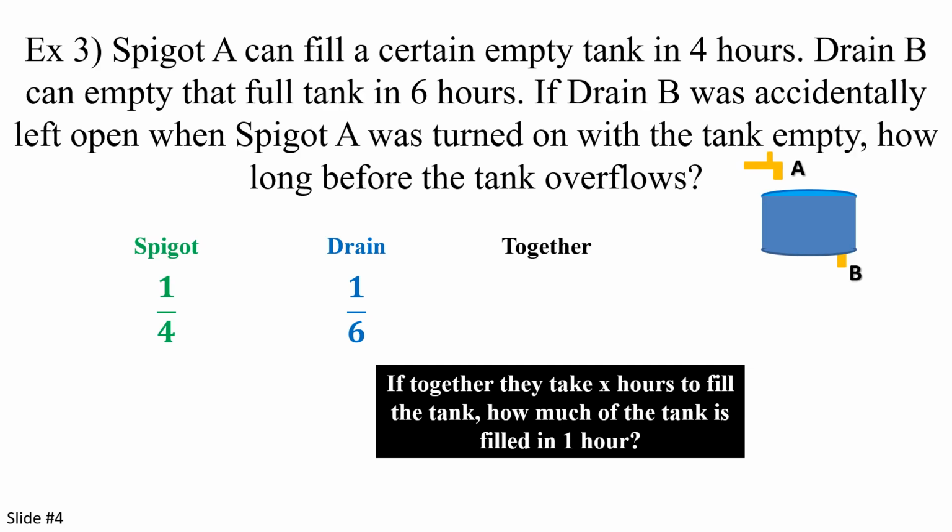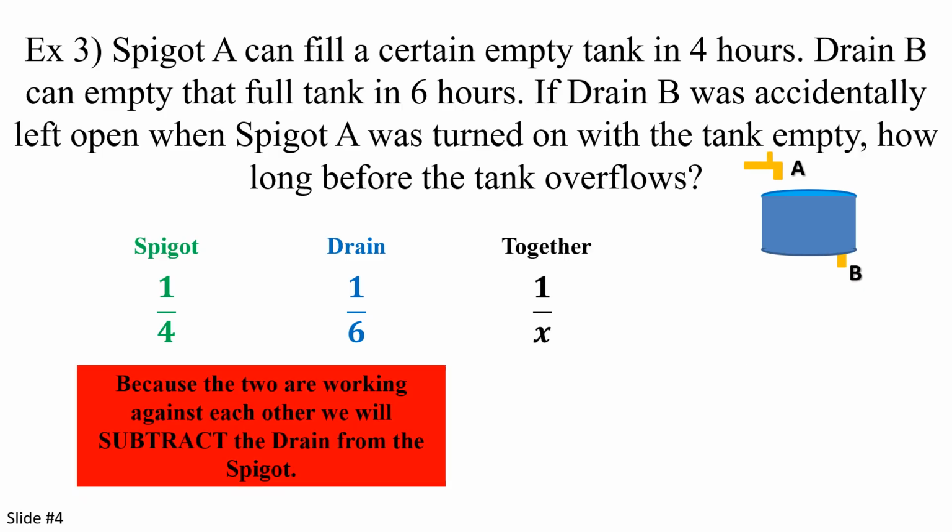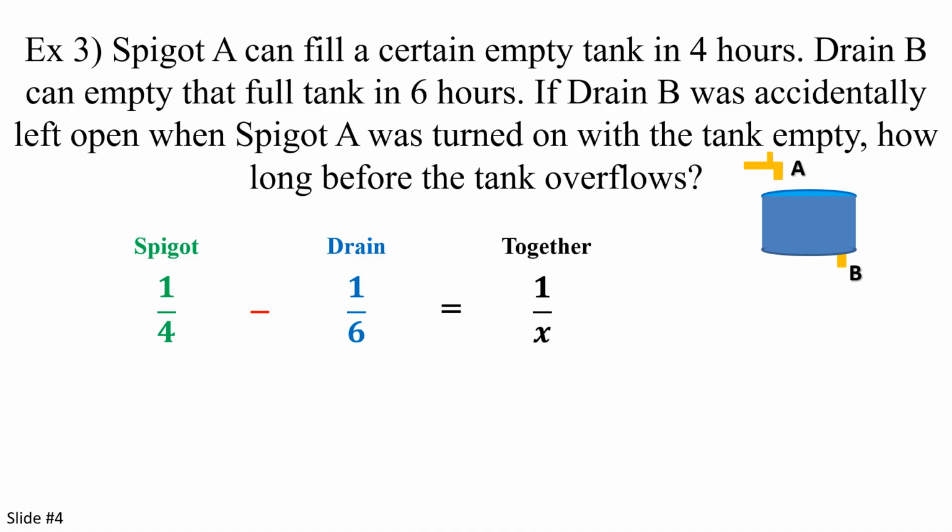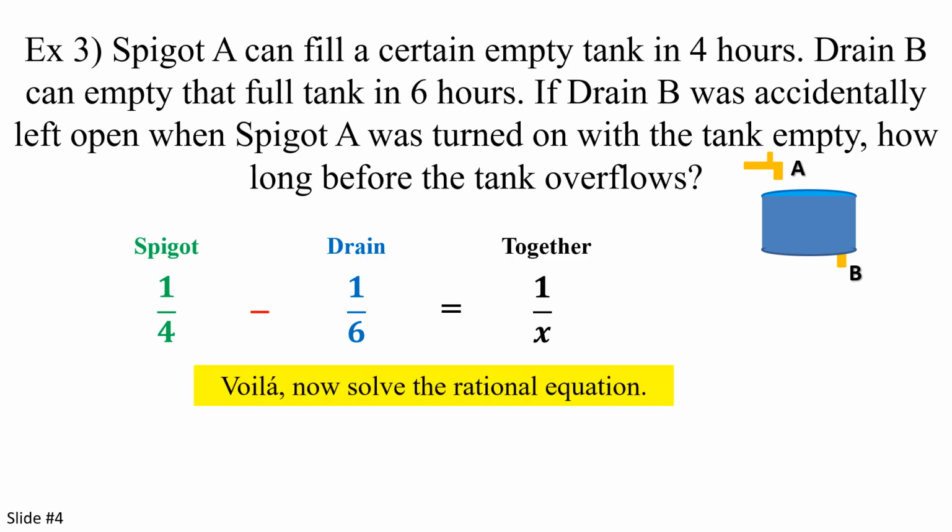We don't know how long it's going to take before it overflows. We'll call it x hours. In other words, just before it fills, it starts overflowing. So that's 1 over x. Now, the two are working against each other. The spigot is filling, the drain is emptying. So we're going to subtract to get our total. So 1/4 minus 1/6 equals 1 over x, where x is the time before it's full. We just have to solve this rational equation.